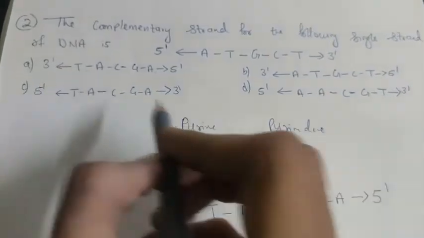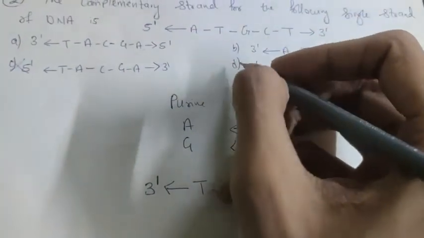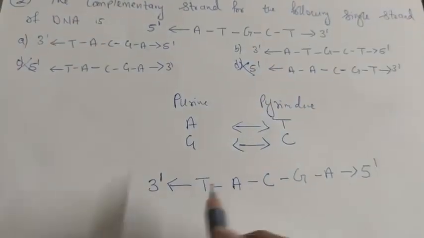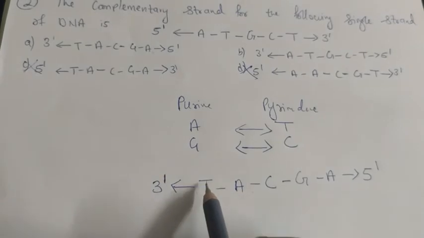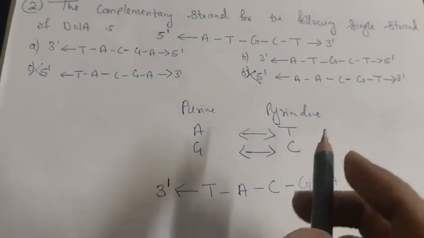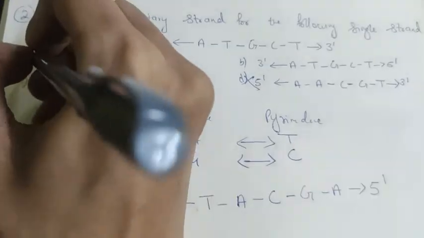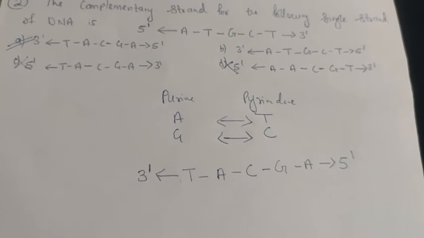If you see that, these two options are wrong. Now see this 3 prime, the second one is T, that is thymine. So automatically you get this one as the correct option. So this is the correct option. This is a very easy one, I think.